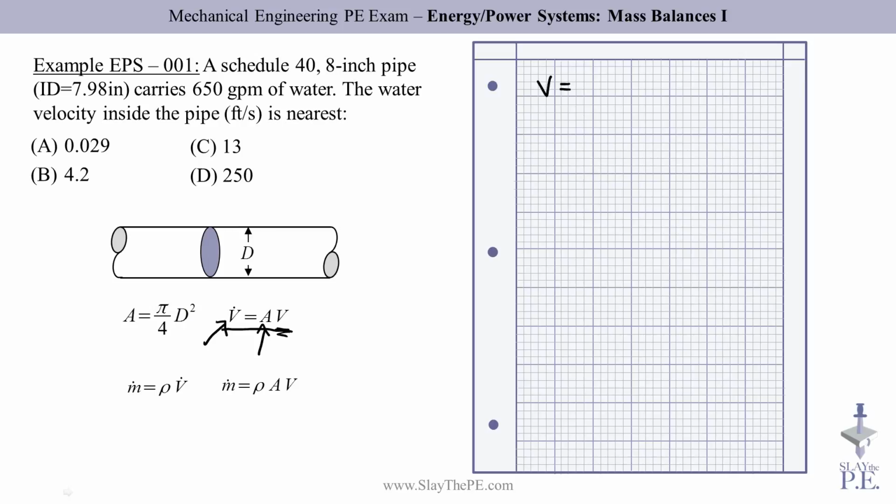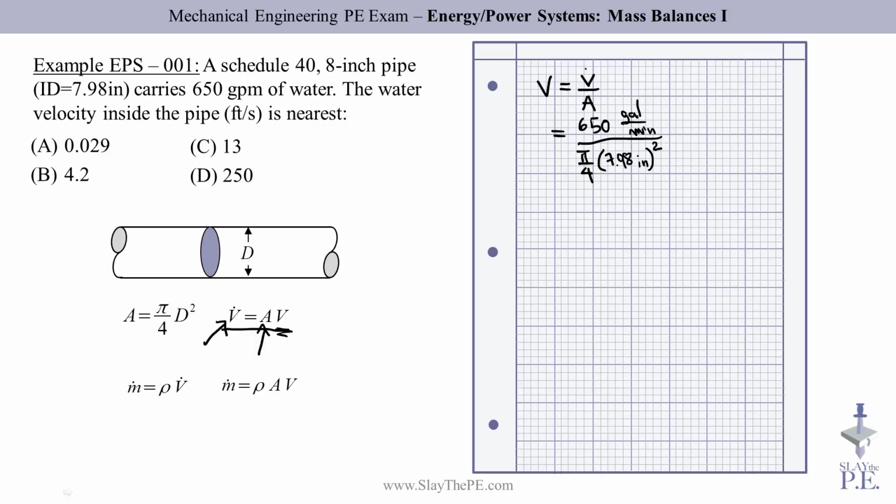All right, so the average fluid velocity is the volume flow rate divided by the cross-sectional area. Okay, so if we plug in the quantities that we have, 650 gallons per minute, and an area, we could have calculated it separately and put in an area here, or just put in the equation for the area, pi divided by 4 times 7.98 inches, and that quantity squared.